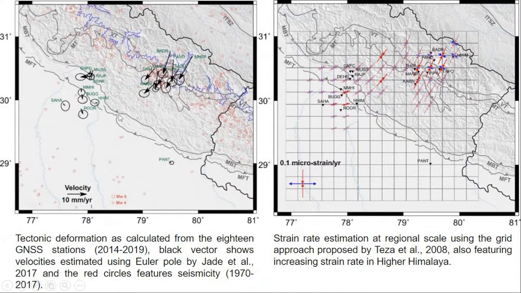And this is the regional scale strain rate. So you can see the pattern of the compression regionally. It has less magnitude in places, and the maximum magnitude is 0.07 micrometer per year in Higher Himalaya, here in Badrinath, Ninjar and Himalaya region.